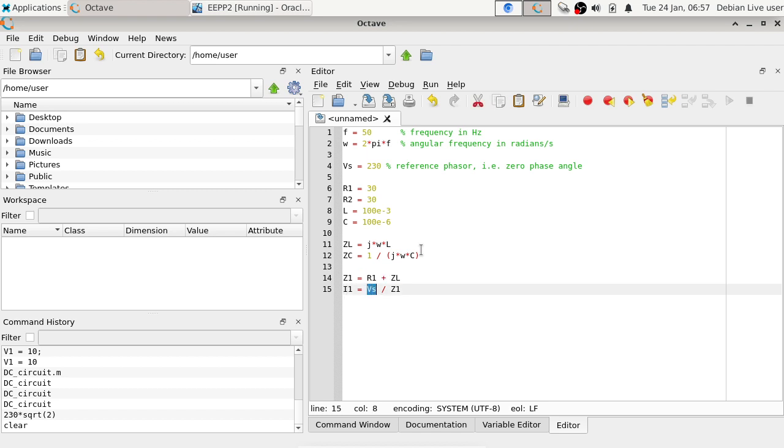So that's the total voltage trying to push current through the branch. That's the impedance of the branch. And this is how much current actually ends up going through it. So it's Ohm's law, but with complex numbers.